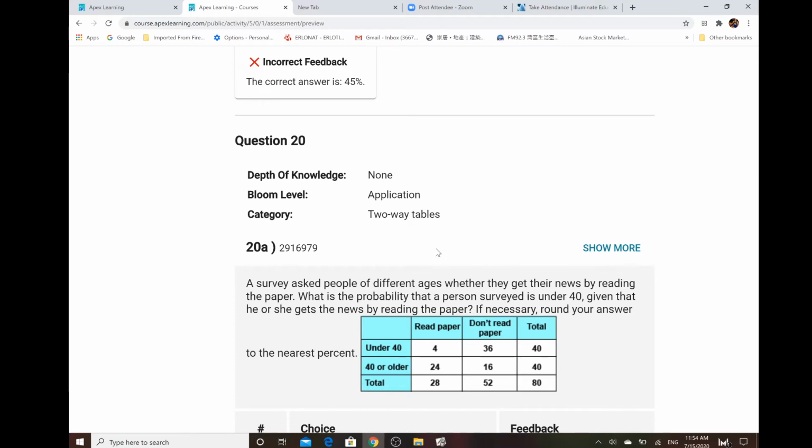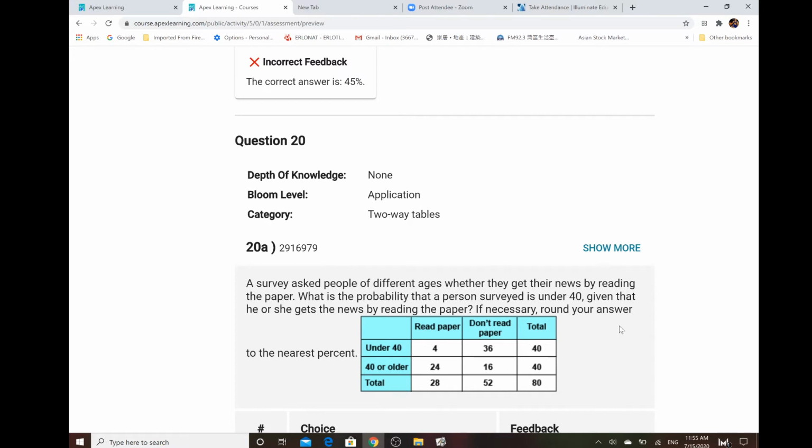Again, it's a two-way table. A survey asks people of different ages whether they get their news by reading the paper. Quite similar to 19. But what's the probability that a person surveyed is under 40, and given that, okay, so this one is a main statement, given that he or she gets the news by reading the paper. If necessary, round the answer.